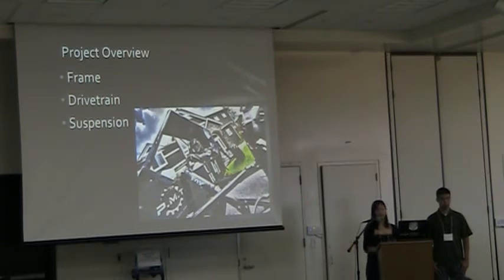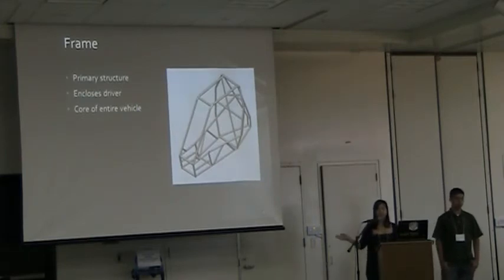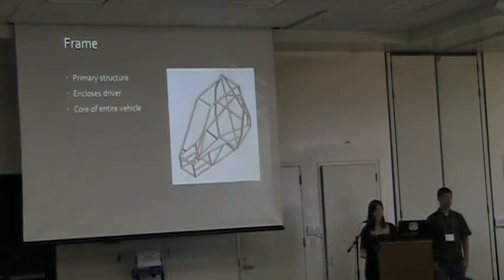We have our frame, our drivetrain, and our suspension. So we're going to talk about the frame first. So the frame is just basically the primary structure of the vehicle. It encloses the driver, and it's basically kind of the core of the vehicle.